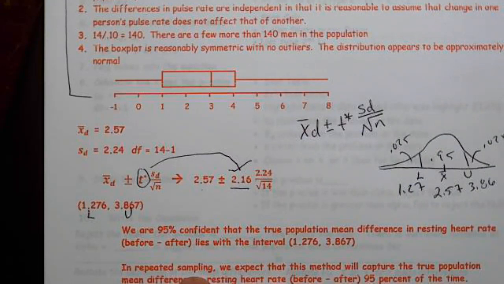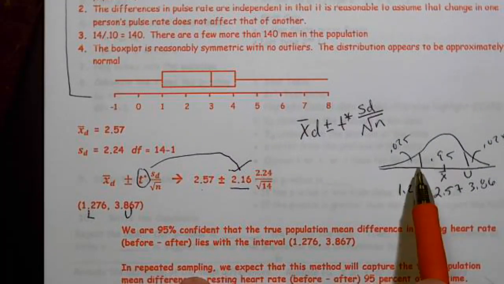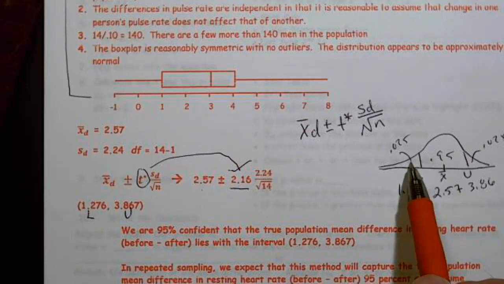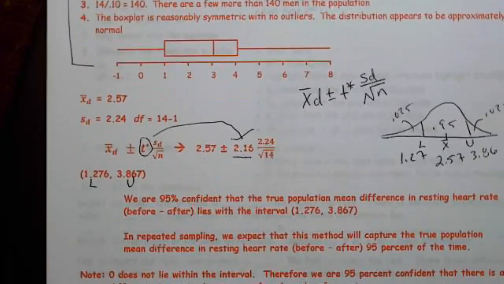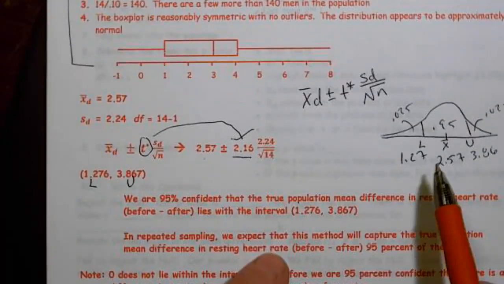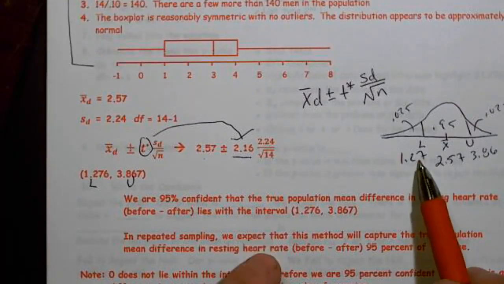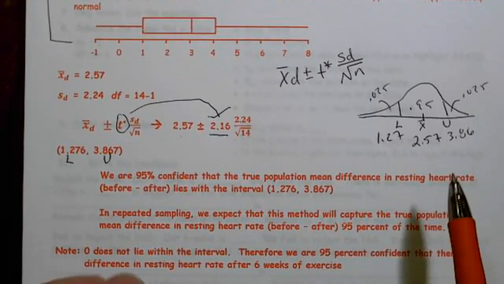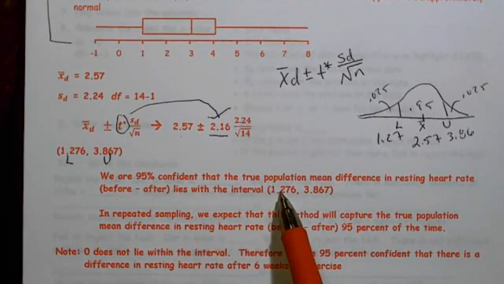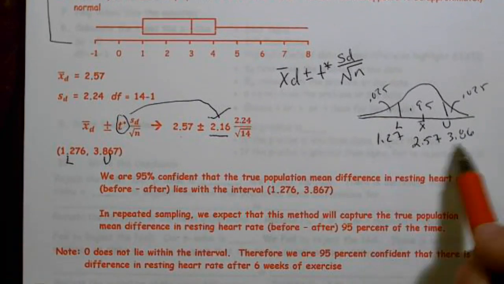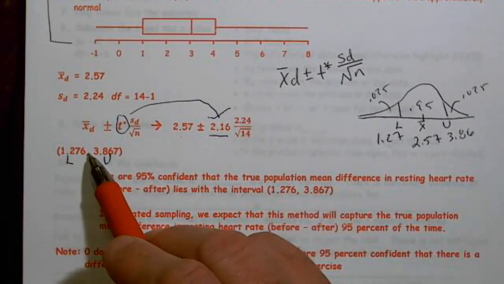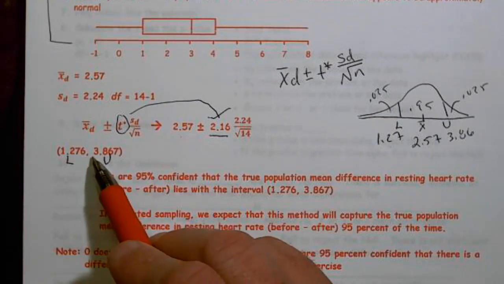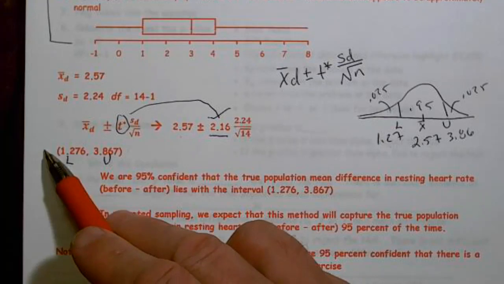And what I know about this is I know I am 95% confident the true population mean lies somewhere between here, between the lower bound and the upper bound. Which means in this case that there is a difference, and I'll explain that in a moment. So we are 95% confident the true population mean difference in resting heart rate before minus after lies within this interval. Please note that any value in the interval is plausible. So 1.278 is plausible, 3.867 is plausible. Anything in there is plausible. 4 is not plausible, and 0 is not plausible.